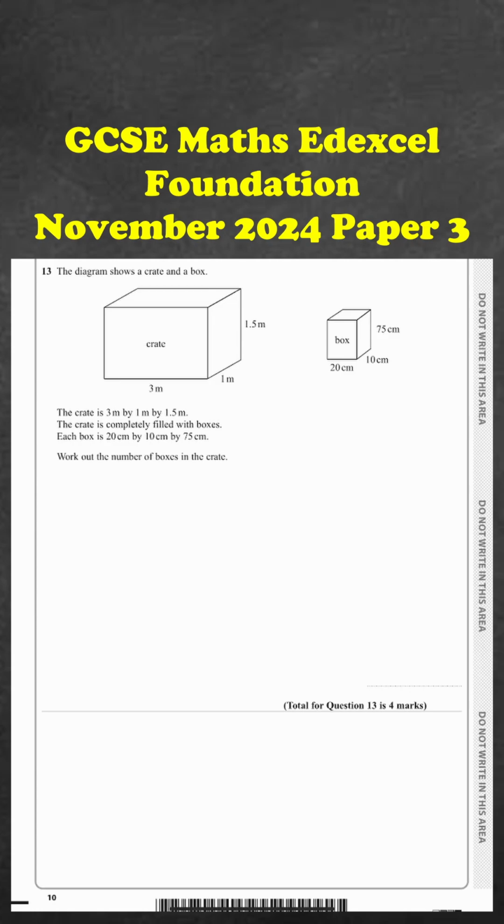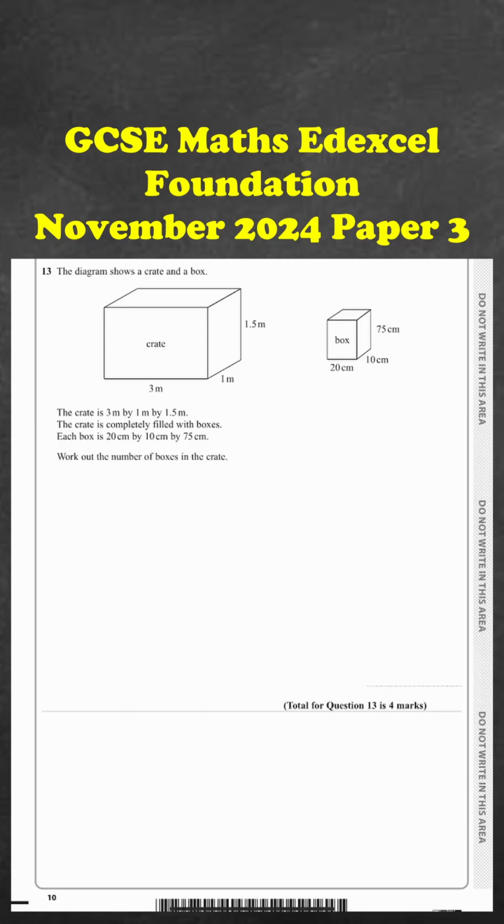Question 13. The diagram shows a crate and a box. The crate is 3 meters by 1 meter by 1.5 meters. The crate is filled completely with boxes. Each box is 20 centimeters by 10 centimeters by 75 centimeters. Work out the number of boxes in the crate.